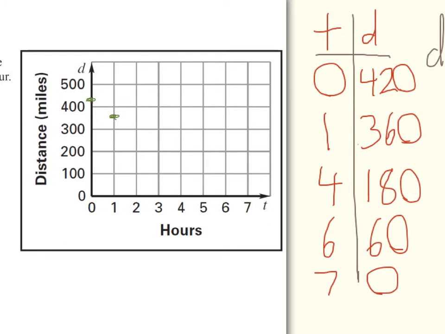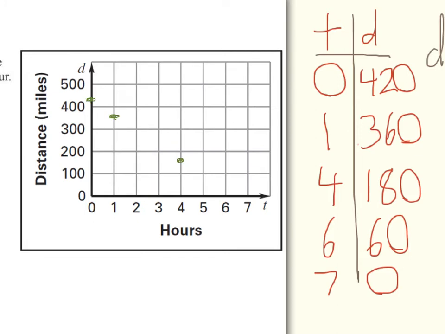Good. Our next point, 4, 180. So we go to the right 4, because 4 is the number of hours, and we go up to 180, which is going to be closer to 200 than it is 100, so let's put our point about right there.